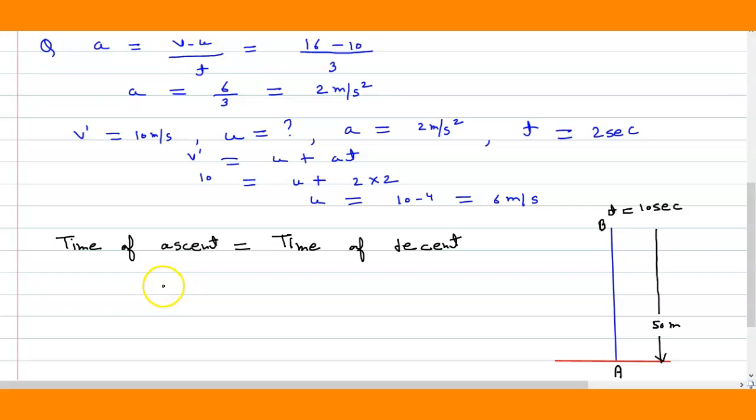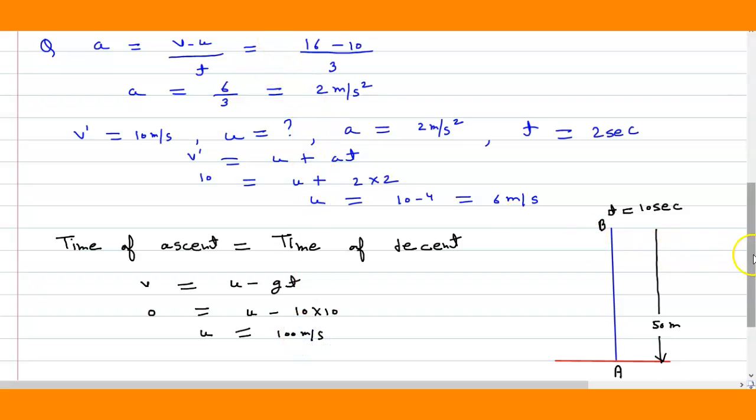Then we are using the first equation. v is equal to u minus gt. At maximum height, final velocity is 0, but initial velocity is not given. We consider g as 10 and time is given as 10 seconds. It means that u is equal to 100 meter per second.